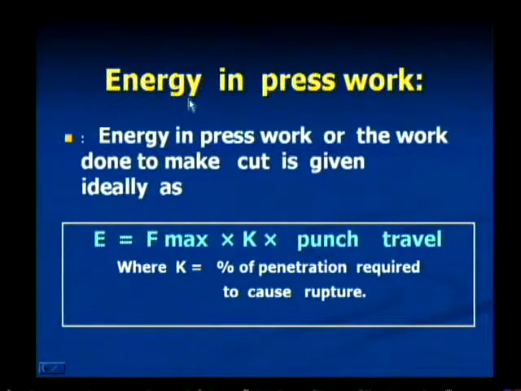Now, let us discuss the energy required in press work. Energy in press work, or the work done to make the cut, is given ideally as E is equal to F maximum into K into punch travel, where K is the percentage of penetration required to cause rupture. The F maximum can be estimated from the earlier expression.